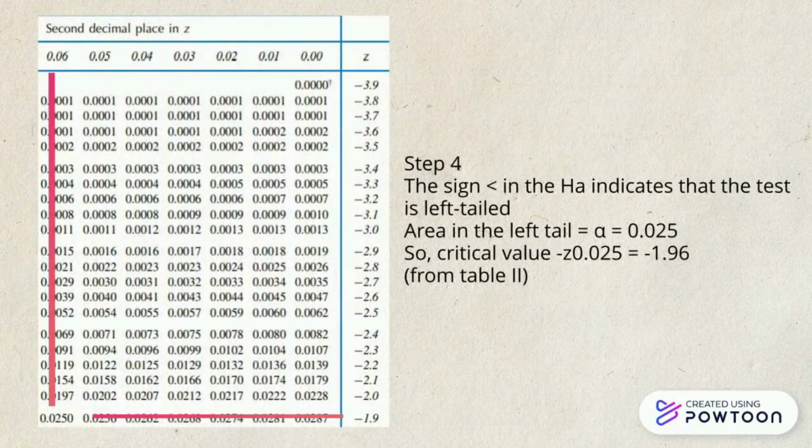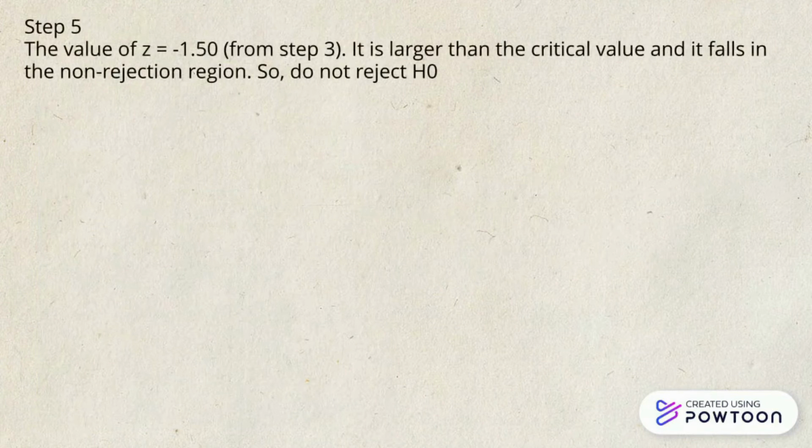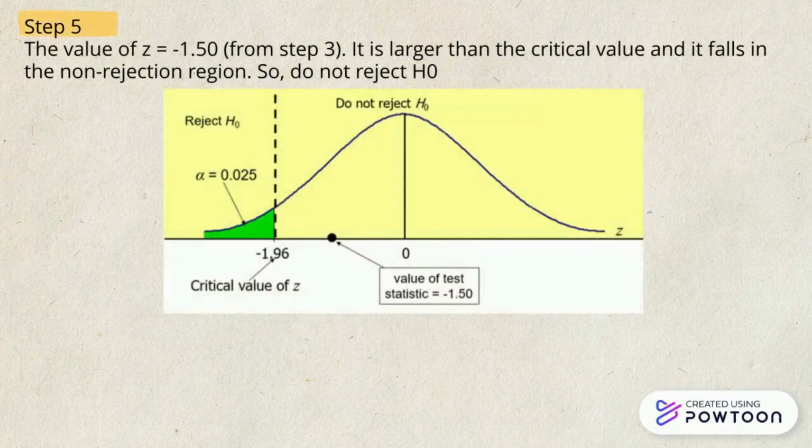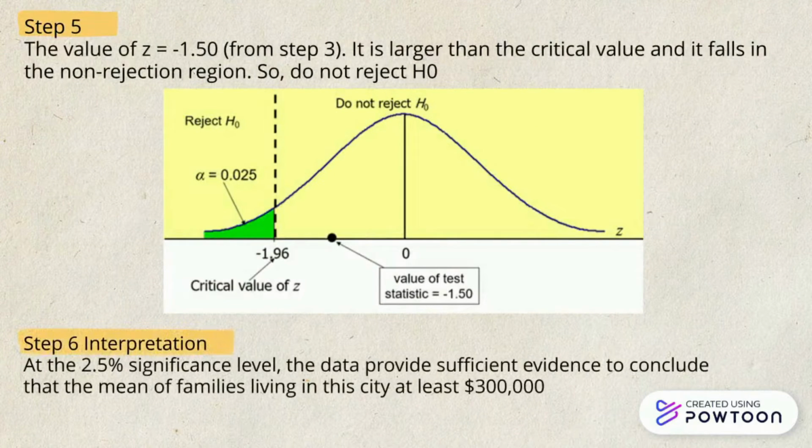Step 4. The sign less than in the alternative hypothesis indicates that the test is left-tailed. Hence, from table 2, the critical value is equal to negative 1.96. Step 5. The value of z from step 3 is equal to negative 1.50. It is larger than the critical value. It falls in the non-rejection region, hence do not reject the null hypothesis.